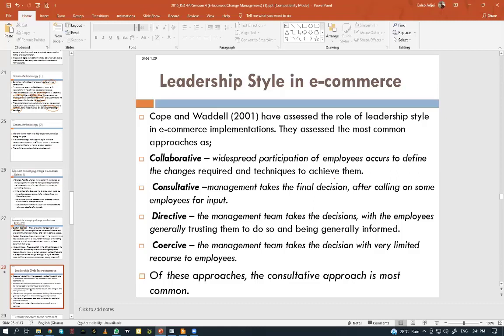Then also we have what we call the coercive change. The coercive leadership style is where the management team takes the decision with very limited recourse to employees. So with the coercive type, they don't need your inputs. The business belongs to me, and I am the one who owns the business. I spend my money, and I decide what to do and what not to do. So that is what we call the coercive type. Among these four, the most common one is the consultative type.